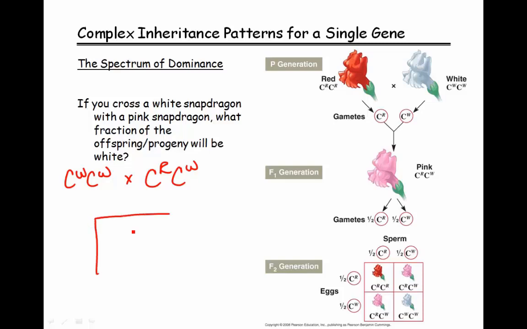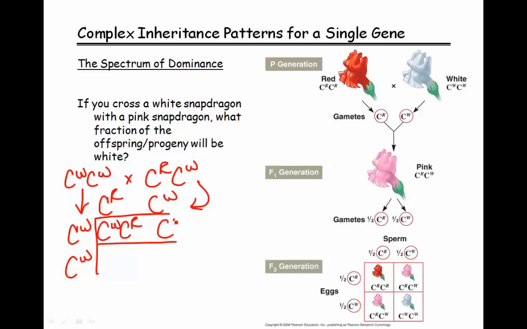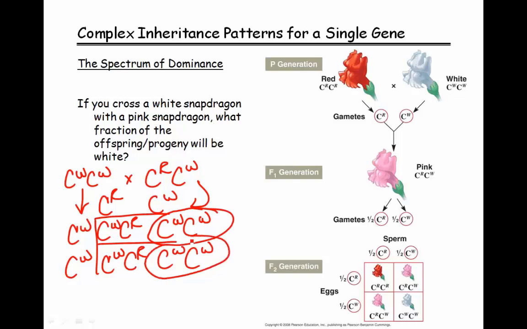Okay, so if we draw our Punnett square, we're going to put one parent's gametes down the side. I'll put the white ones over here. And we're going to put the other parent's gametes across the top. So if we fill in the boxes, we look at this, we can see that this one would be white. This one right here would be white as well. So we would expect that 2 out of 4, or in other words, 1/2 of the offspring from this cross would be white. We would also have 1/2 pink offspring, which would be these over here.